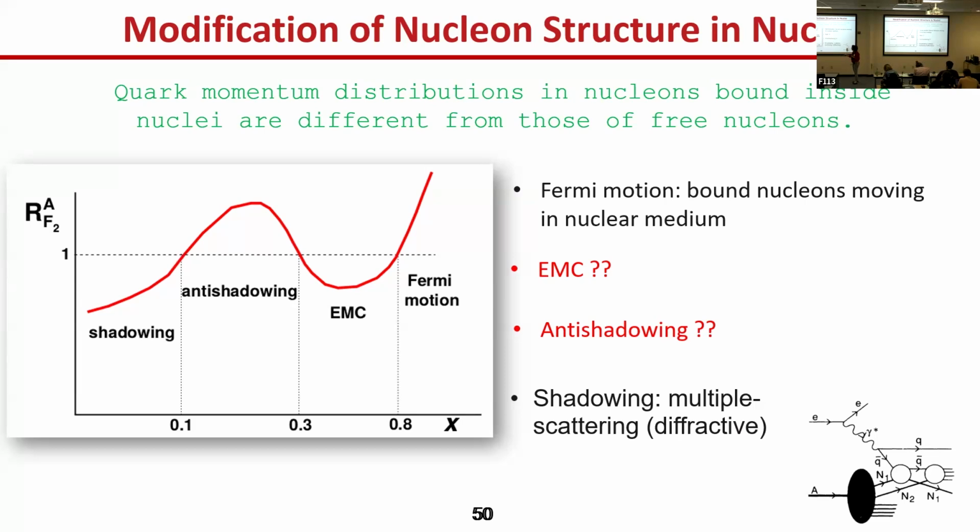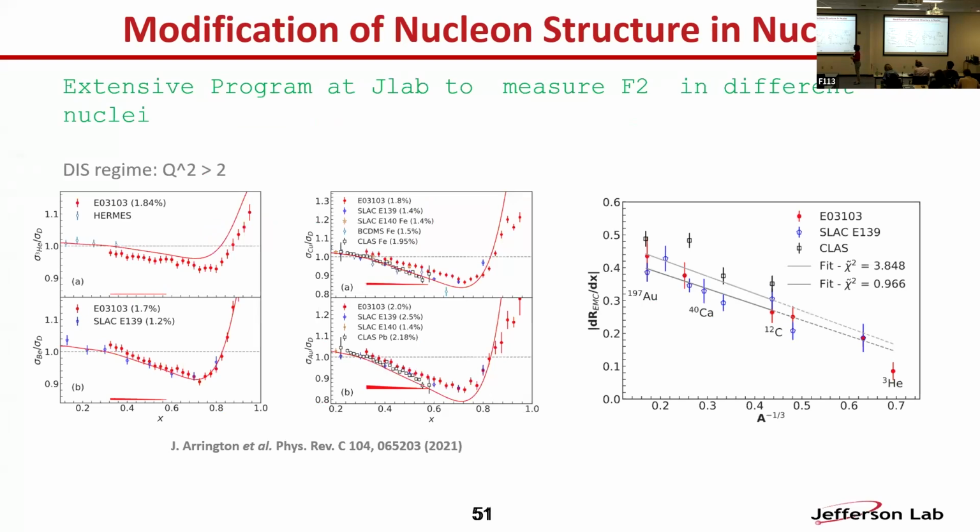From the shadowing, I go to the anti-shadowing, this increase, and then this EMC effect that brings my parton distribution function in the nuclei lower than in the free nucleon. And okay, Fermi motion, as I said, is well understood.